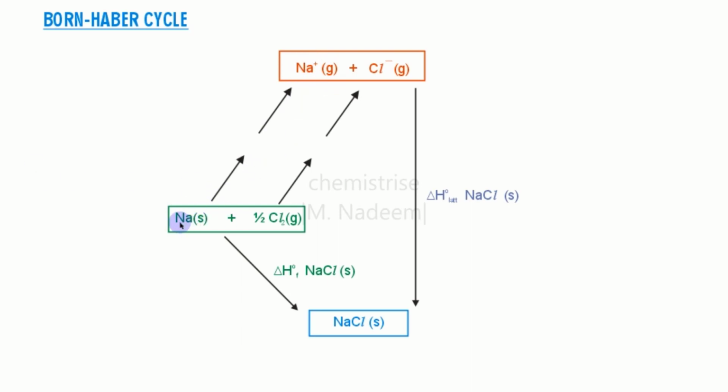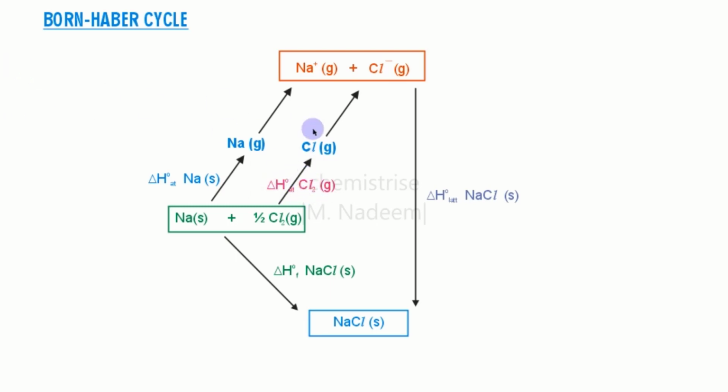The first step is to convert the sodium solid into the sodium gaseous atoms, and this involves the atomization of sodium, while at the same time we can convert the chlorine gas into the chlorine gaseous atom, and it involves the atomization of chlorine, and we can find this value from the data booklet.